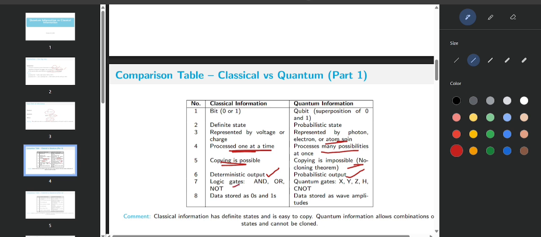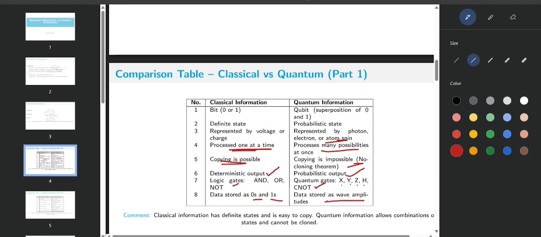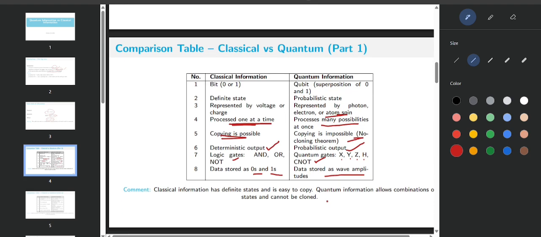Okay, in classical we use logic gates such as AND, OR, NOT, NOR, XOR, etc., that I have discussed in earlier videos. But in quantum we use the Pauli X gate, Pauli Y gate, Pauli Z gate, Hadamard gate, CNOT gate. I haven't listed some gates here. You can also write those gates in this particular point. Moving on to the eighth point. In classical, data is stored in zeros and ones, but here data will be stored in wave amplitudes. That you need to write.